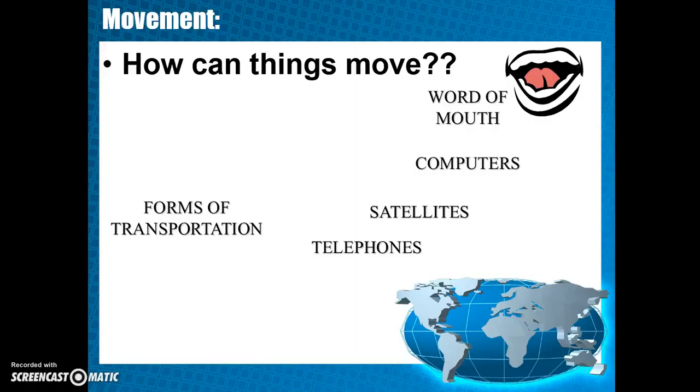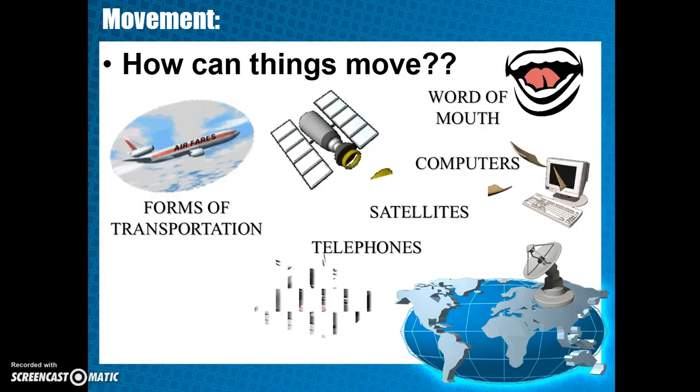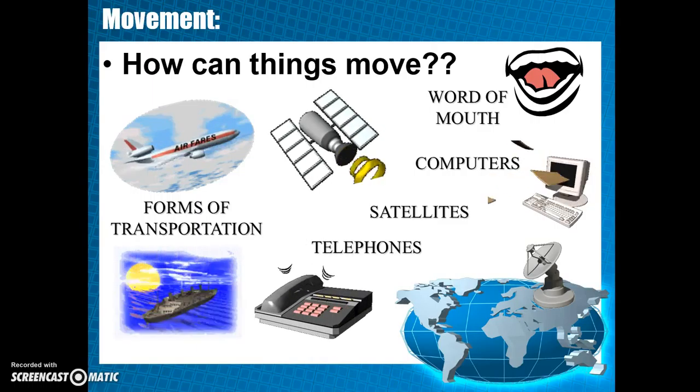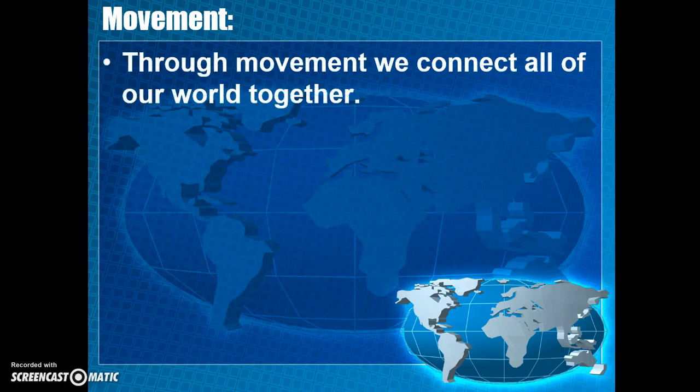And how do things move? So people might share their ideas through word of mouth. They might use forms of transportation to get from one place to another. There are satellites that share information all over the world. There's computers, and of course, telephones. Through movement, we connect the entire world together.